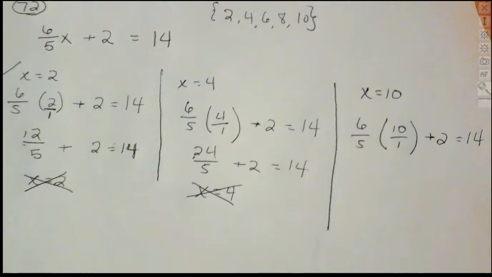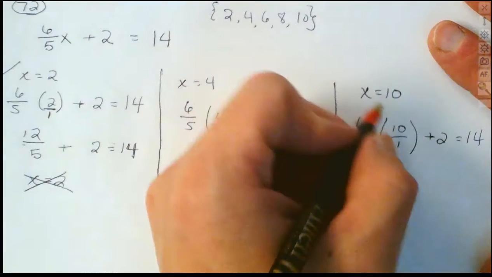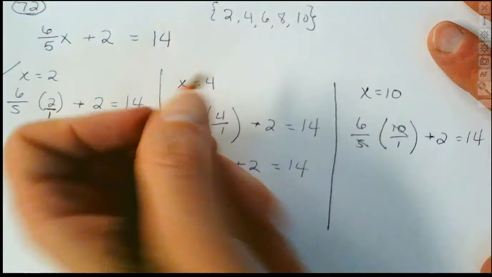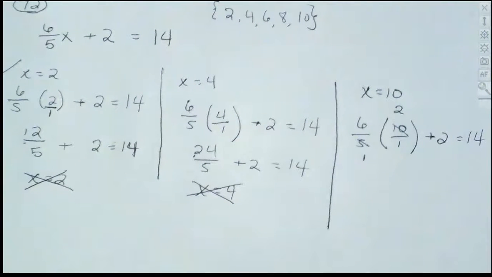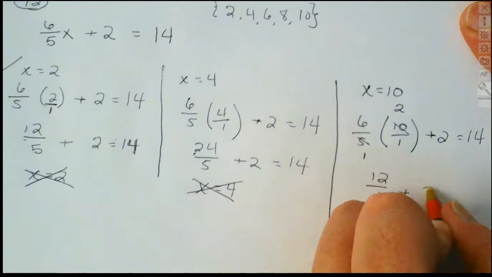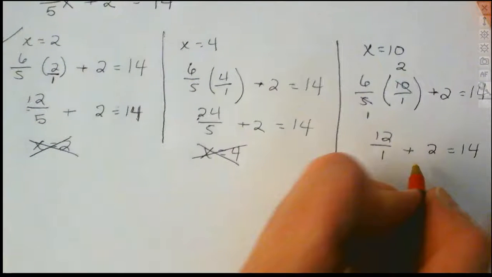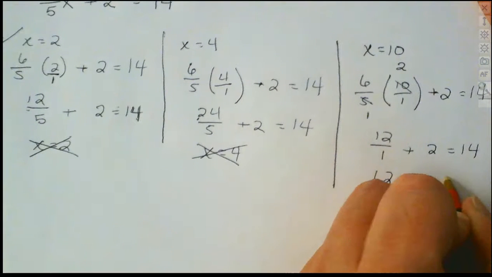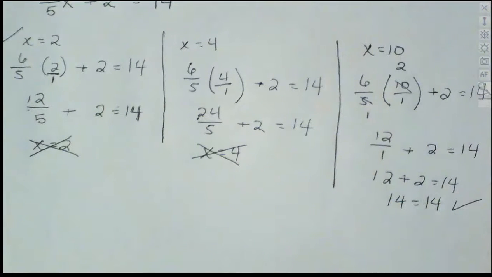What's going to happen here? Well, we are multiplying, so when we multiply, we can go ahead and cross cancel. So I can take that 10 and that 5, and I can reduce that down to a 2 and a 1, right? Because 5 and 10 both have a 5 in common. Now look at what's going to happen. 6 times 2 is 12. 1 times 1 is 1. And what do we know about 12 over 1? Well, 12 over 1 is the same thing as 12. And now we know it works because 12 plus 2 is 14. And the sides are the same, so it works.